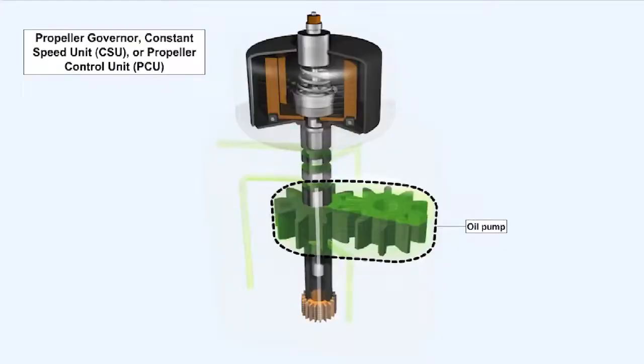Whichever type is used, the flow of oil to and from the actuating piston is controlled by a propeller governor. Dependent on the propeller manufacturer, the governor may also be known as a constant speed unit or propeller control unit. In addition to controlling the propeller pitch angle, the unit normally incorporates a small oil pump, which increases the oil pressure to the value required for system operation.